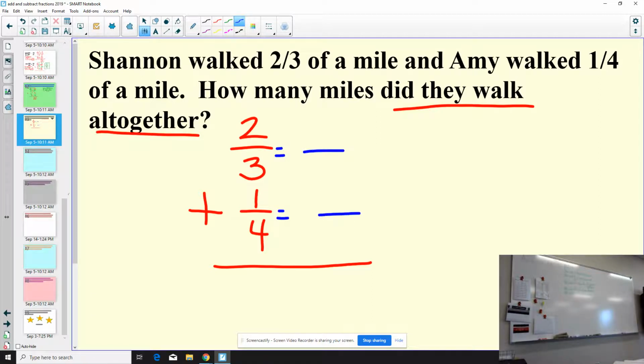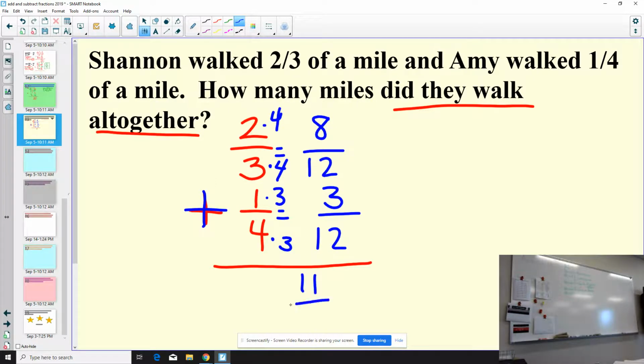The least common denominator is 12. 3 and 4 both go into 12. Okay, 3 times 4 is 12, so 2 times 4 is 8. So see if you have 8/12 for the first fraction. The second fraction, 4 times 3 is 12, so 1 times 3 is 3. Now I got to be very careful and make sure I add. 8 plus 3 is 11.